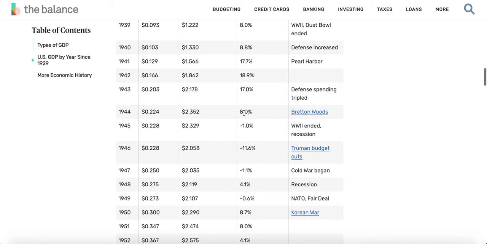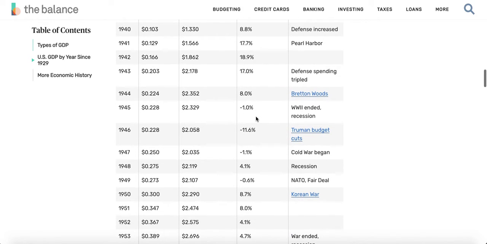So going down, we got Bretton Woods. That's become a huge issue for the world. But that could be covered. I might cover that in a later video. Really, that had no effect for the U.S. Just a 1% contraction, so they assume. So in 1945, you see an 11.6% contraction, and they assume it's because World War II ended.